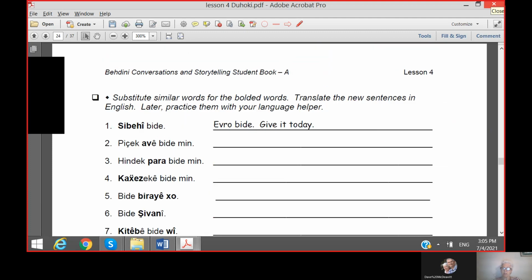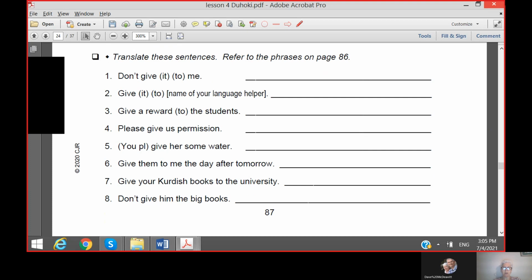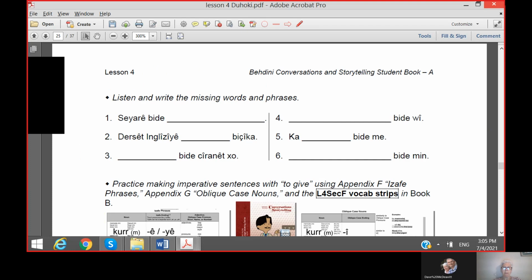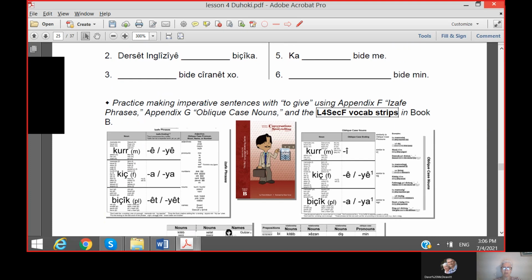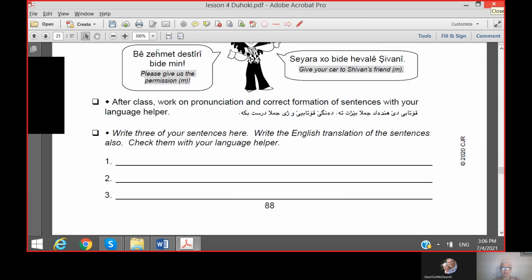Number 7, substitute words. Check those in Appendix S. Change the imperative. Check that in Appendix S. Work it through with your language helper. Translate the sentences. Top of page 88. Listen to the audio recordings and write the missing words. And then practice making imperatives using give, don, bitte, bitte, using Appendix F and Appendix G. After class, work on pronunciation and form some sentences with your language helper.